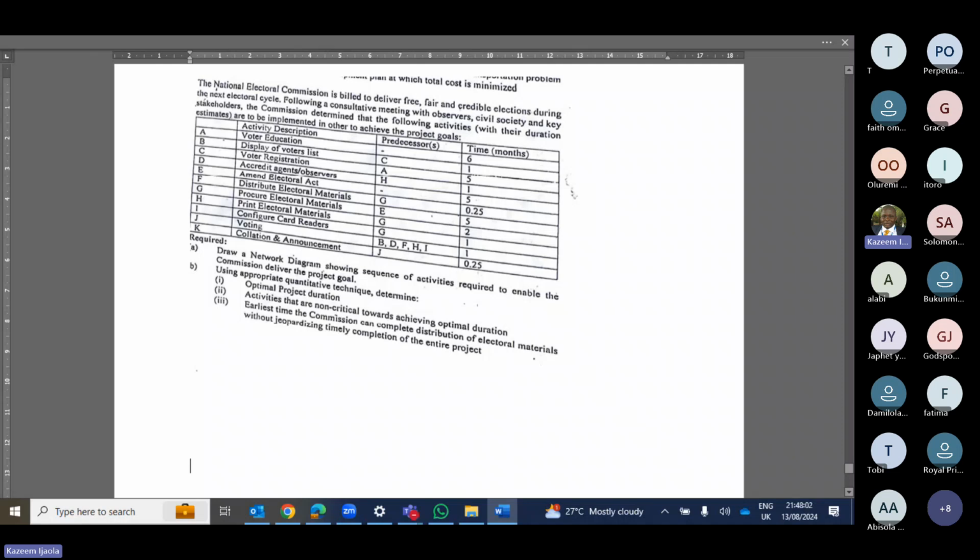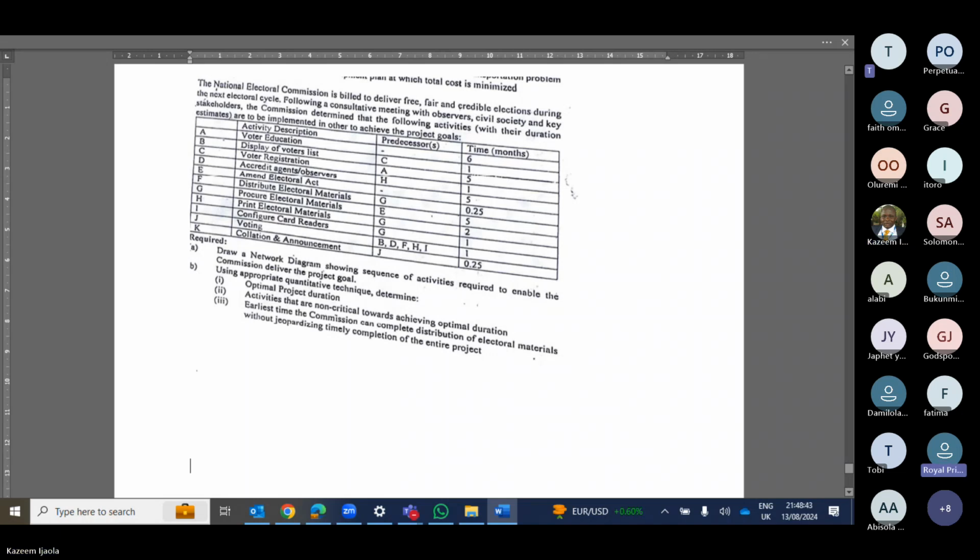The question goes thus. The National Electoral Commission is committed to delivering free, fair, and credible elections during the next general election cycle. Following a consultative meeting with observers, civil society, and key stakeholders, the Commission determined that the following activities with their duration estimates are to be implemented in order to achieve the project goal. Activity A is from the origin. Activity C is from B. This question is very simple, but you only need to watch out for J.